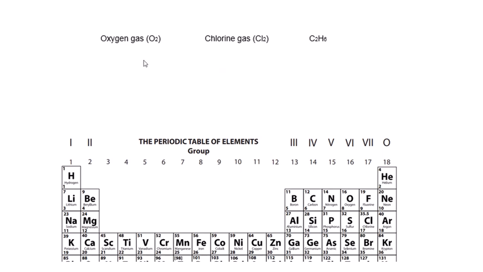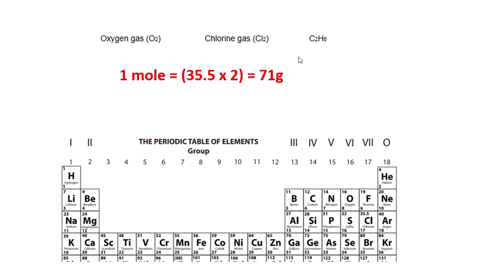Next one's oxygen, O2. So O2 means 2 oxygen atoms joined together. So an oxygen atom weighs 16, 2 of those. So that's going to be 16 times 2, 32. In the same way over here, chlorine, Cl2. So chlorine is 35.5. So again, we're going to have to multiply that by 2. 35.5 times 2 gives us 71.